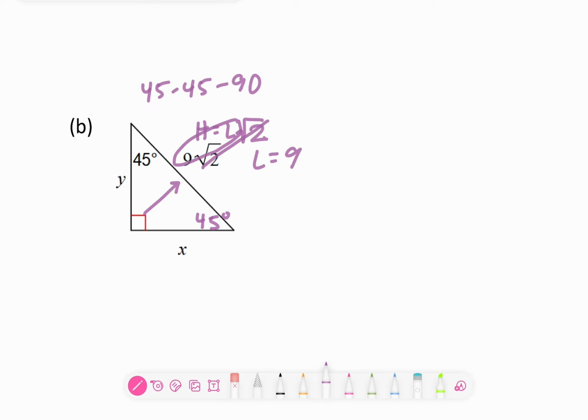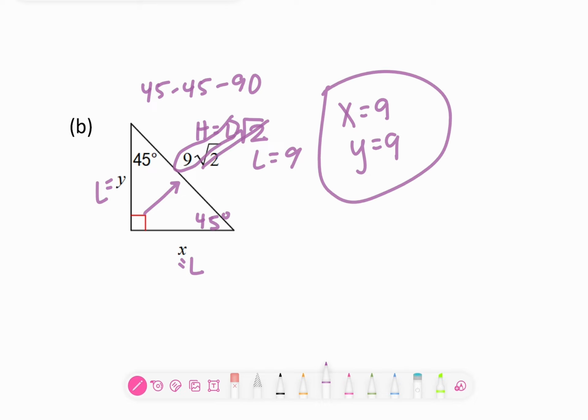So L equals 9. But isn't it also true that both of our legs are L, right? L stands for leg, and they are the same. So that means that X and Y are both a leg, right? These are both a leg, which means that X and Y are both 9. Okay? So X and Y are both 9.